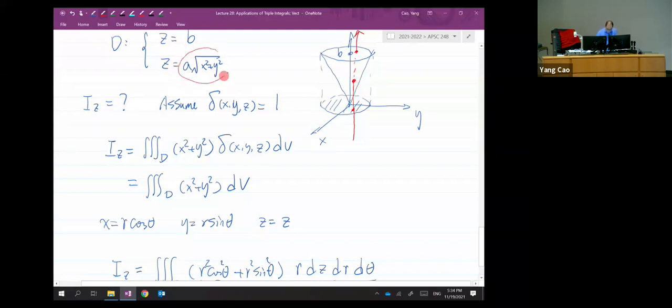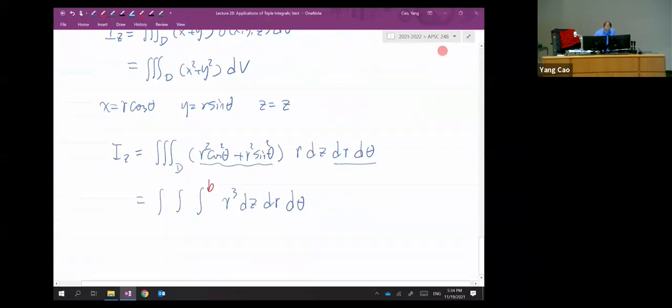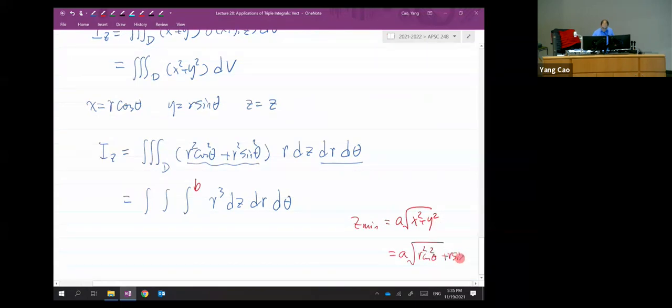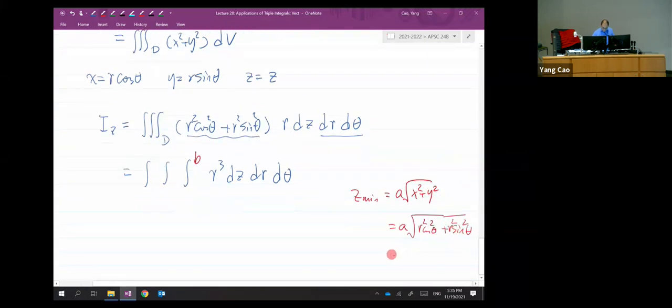Right. So then what will be the z min? The cone surface is this. So technically, your z min is a times the square root of x squared plus y squared, right? However, I'm not using Cartesian coordinates. I'm using cylindrical coordinates. So I just have to replace x with r cosine theta and y with r sine theta, which you end up with just a times r. I believe we derived this result when learning cylindrical coordinates. So the minimum limit for the z integral is a times r.